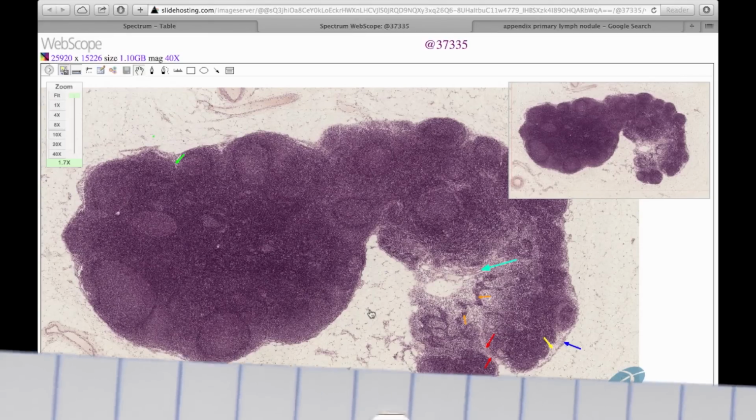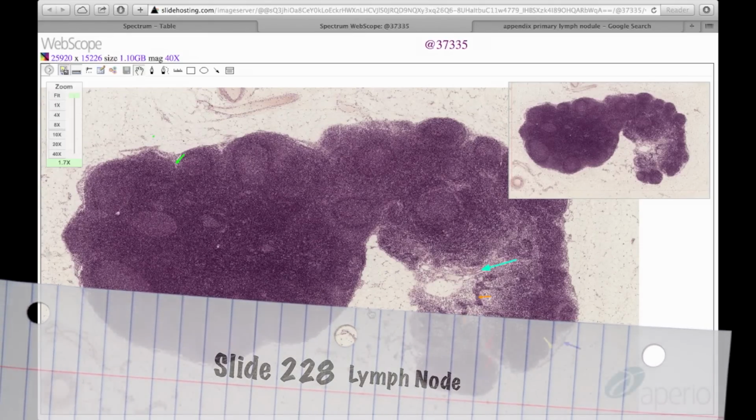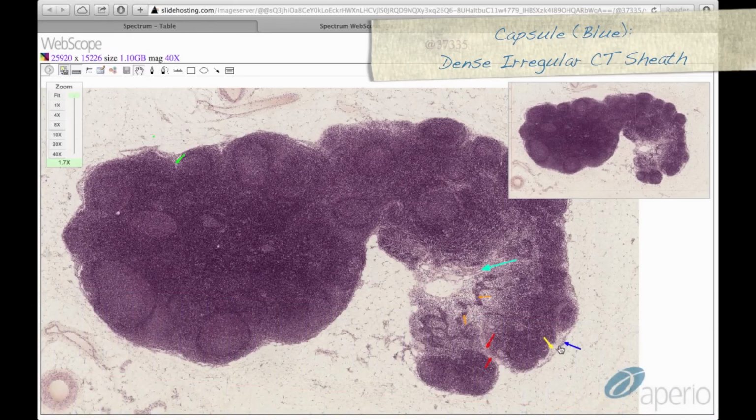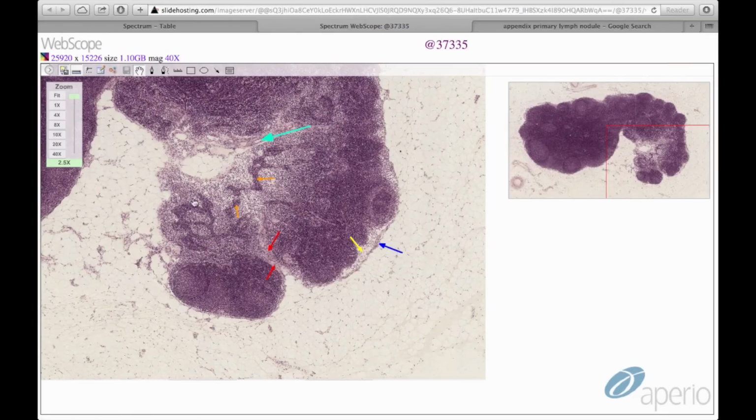We are now viewing slide 228, a lymph node stained with H&E. It is a bean-shaped structure ensheathed in a dense, irregular connective tissue known as a capsule, which can be seen here at the tip of the blue arrow. Lymph nodes are divided into an outer cortex here and an inner medulla seen here. This section was sliced a little off-center. Within the cortex, we can see both primary and secondary lymphoid nodules.